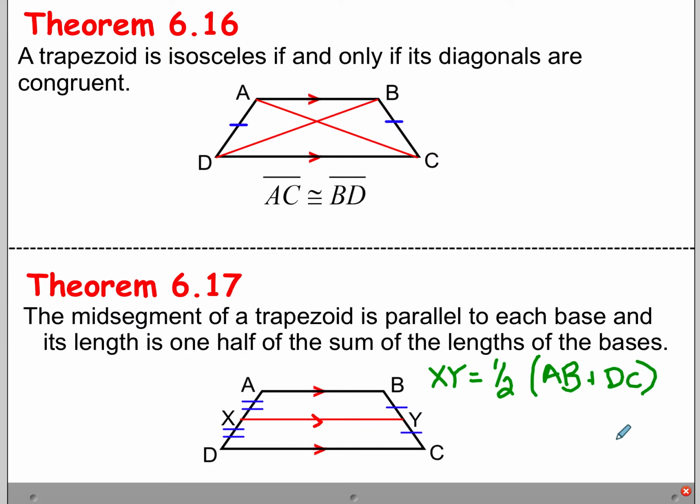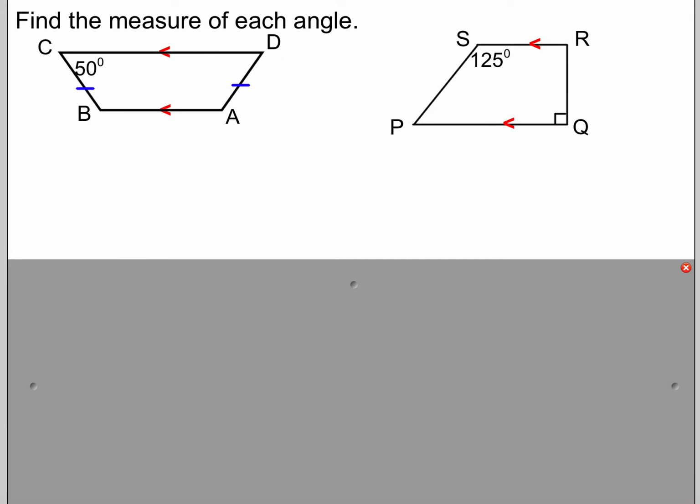Okay, so XY, this mid-segment in this trapezoid, is 1/2 the length of AB plus DC. We add the two bases together, multiply them by 1/2, or divide them by 2. Those are the same operation, dividing by 2 or multiplying by 1/2, and that will be the length of this mid-segment.